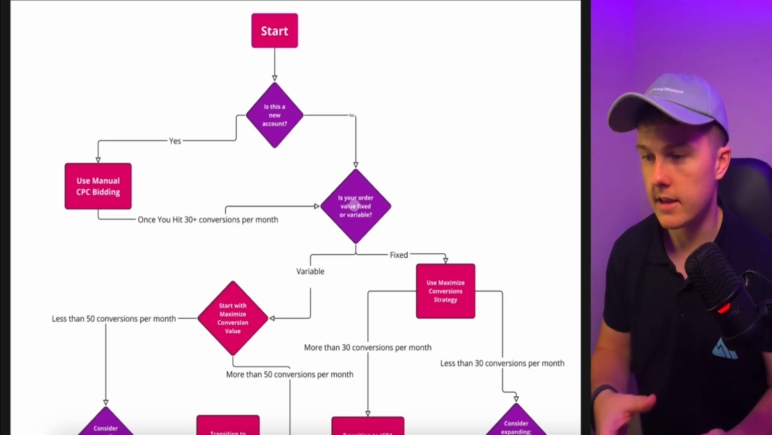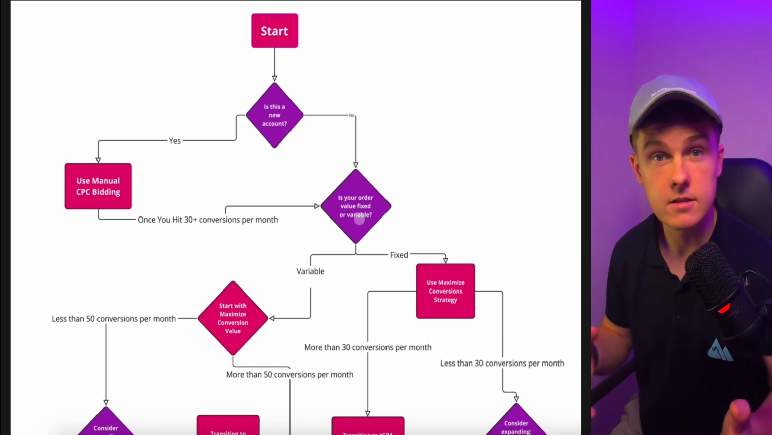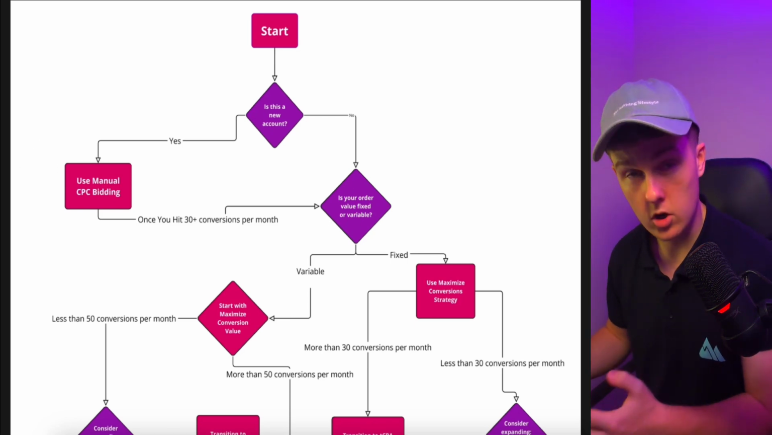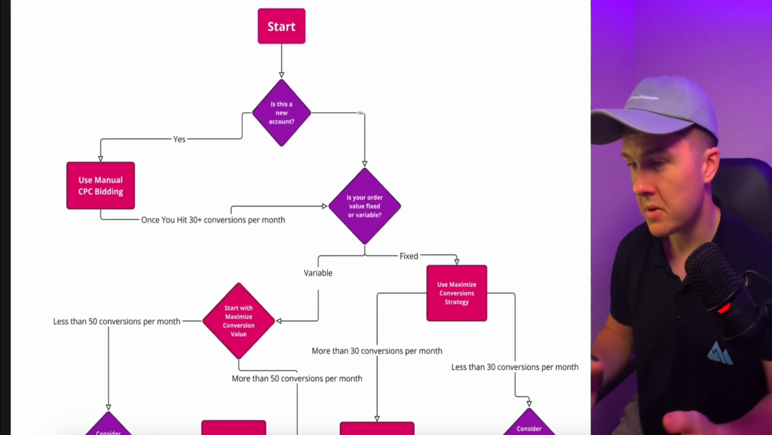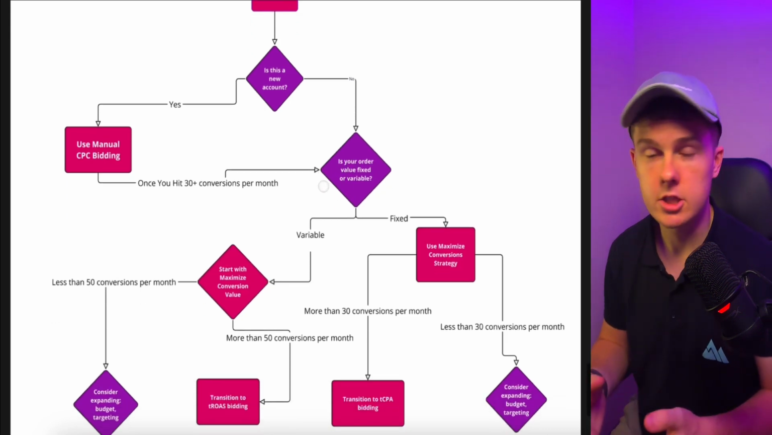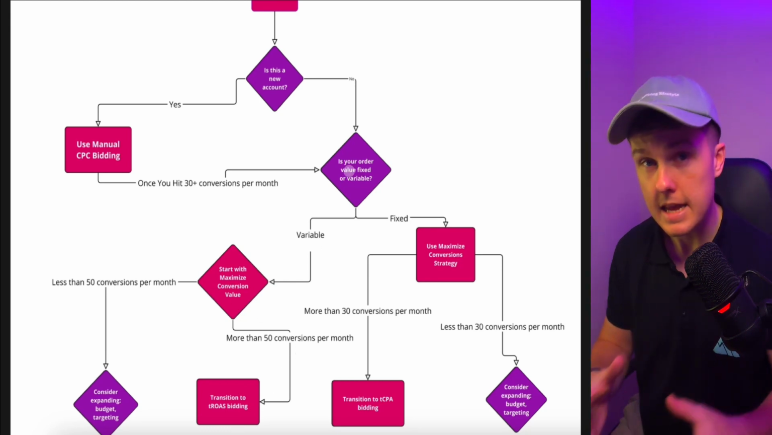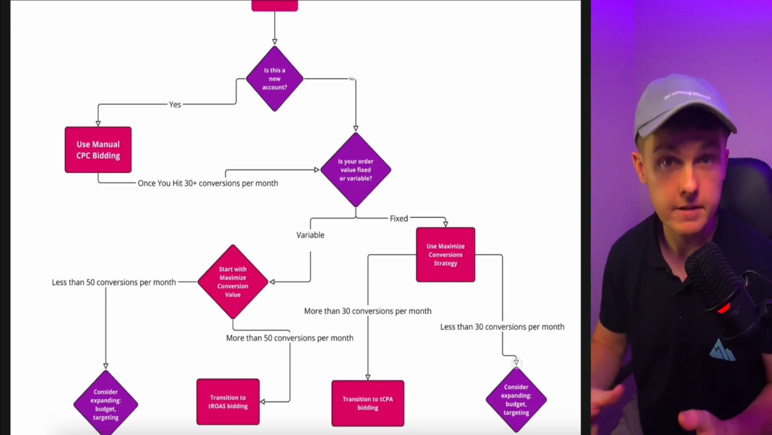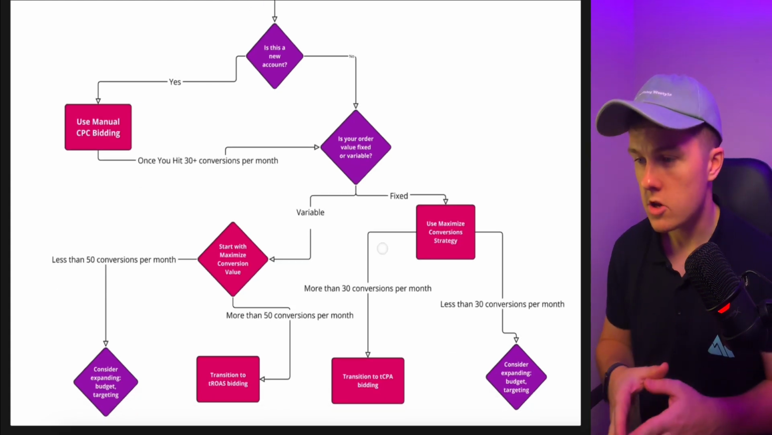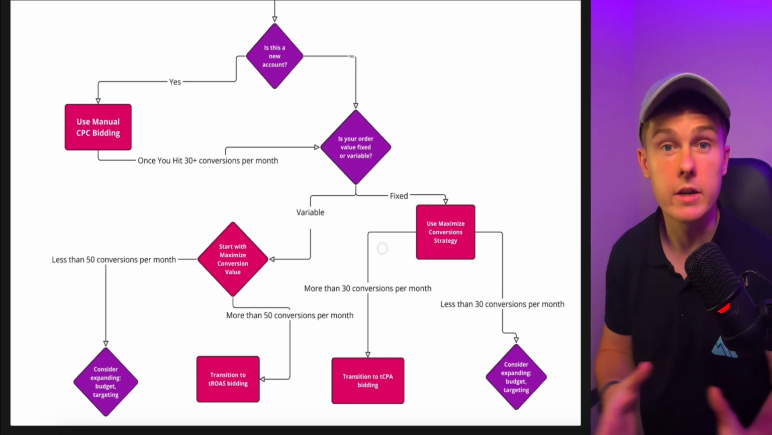This next question asks if the value of conversion is fixed, like in many lead gen cases, or variable, as is often the case in e-commerce. So follow your answer and start with one of max conversions or max conversion value. Once you hit your monthly conversion volume goal, either 30 or 50 as discussed, transition to target bidding, either TCPA or TROAS. But if you're having trouble hitting those conversion goals, those numbers, 30 or 50 conversions per month, sometimes you may need to expand your campaigns. So how do you do that? You can expand your keywords, you can expand your targeting or your audiences, or alternatively, you can expand your budget.